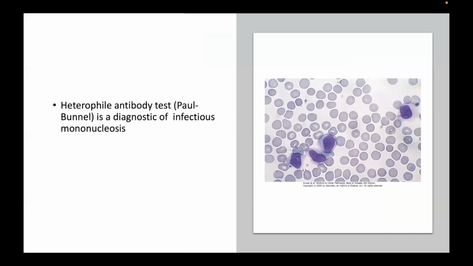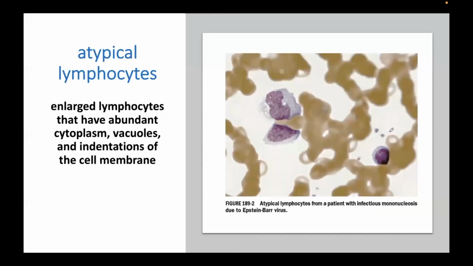Now, I just want to mention this in your textbook. Here is the picture in Harrison's. Okay, we have enlarged lymphocytes with abundant cytoplasm as well as vacuoles. That is what is meant by atypical lymphocytes. Okay, enlarged lymphocytes with abundant cytoplasm.